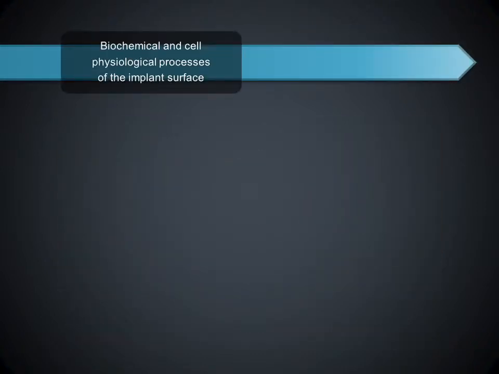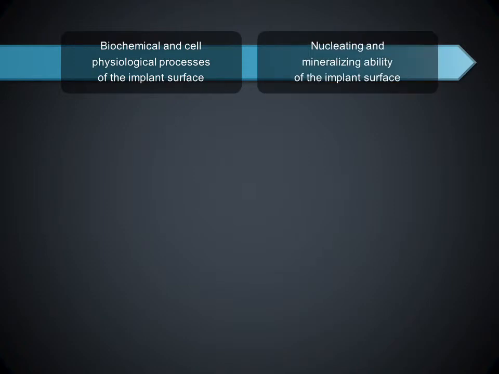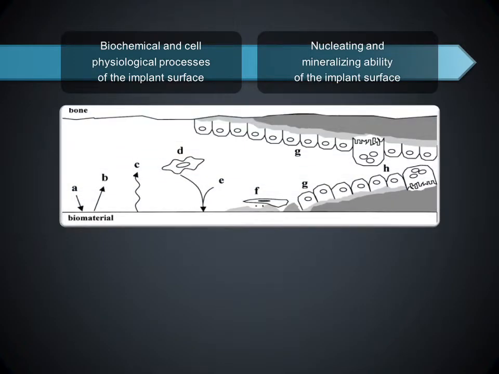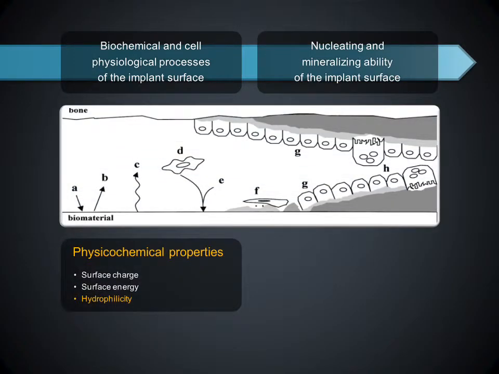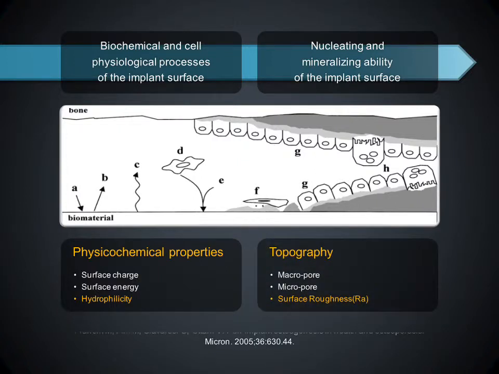In the initial period after implantation, the physicochemical properties like charge, energy, and hydrophilicity of the surface affect some biochemical and cell physiological processes. In the later stage, the topography like macropore, micropore, and roughness of the surface affects the nucleating and mineralizing ability.